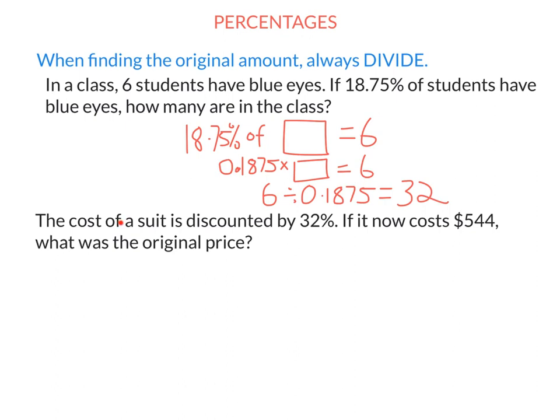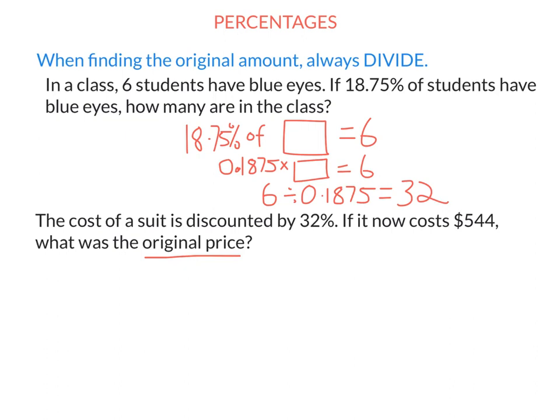So the cost of a suit is discounted by 32%, now costs $544. What was the original price? So again, we're finding the original amount. So when we find the original amount, as we did in this example here, we're always going to divide.